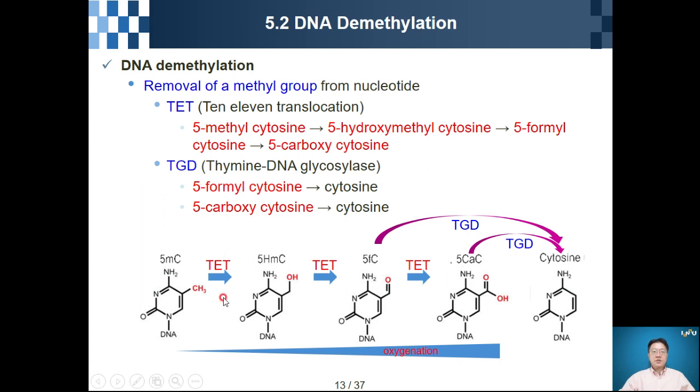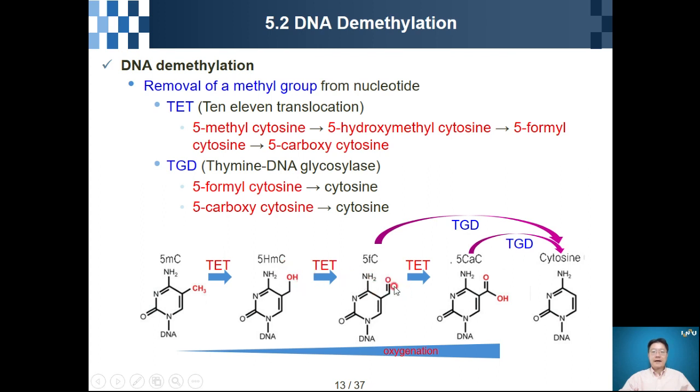The main function of TET is that they induce oxidation. For example, this is 5-methyl cytosine, and after TET is involved in this step, they will change it to 5-hydroxymethyl cytosine. After that, they will induce oxidation once again. They will make the hydroxyl group into an aldehyde group.